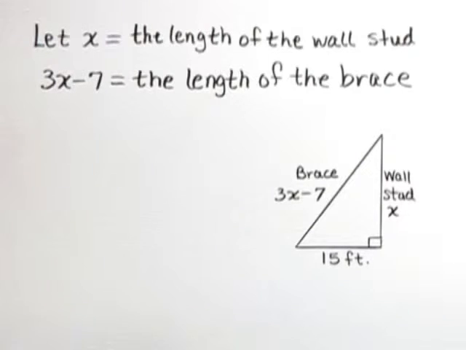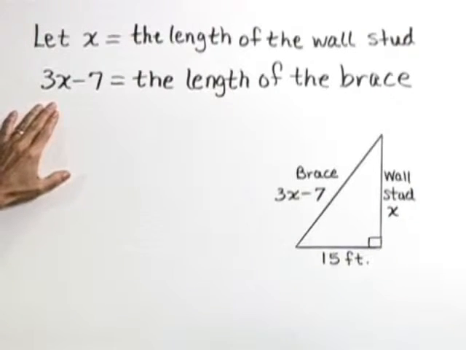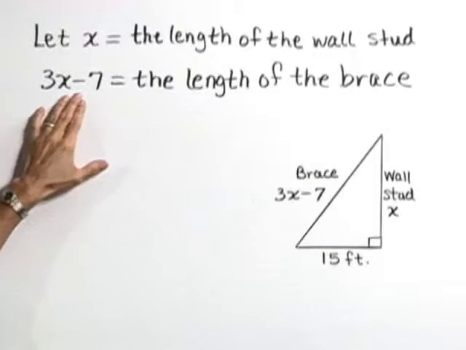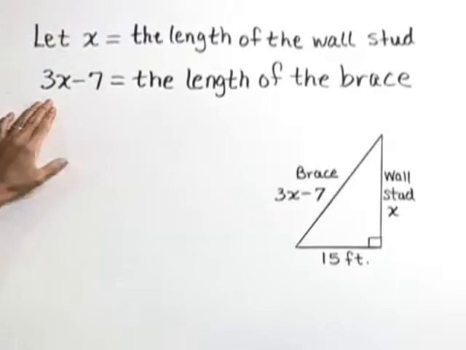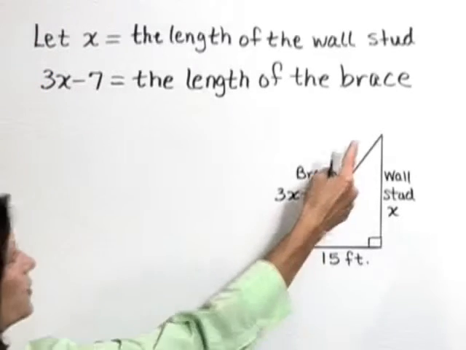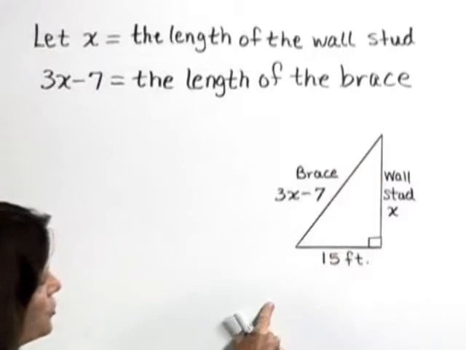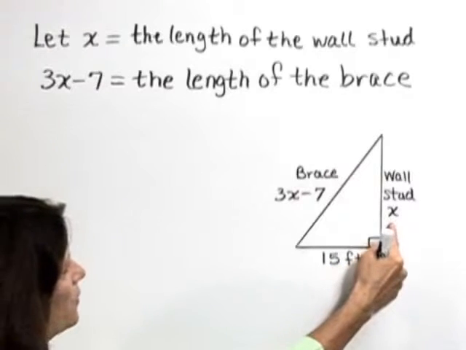We've completed step 1. We've read the problem carefully. Now let's go to step 2 and define the variables. I'm going to let x be the length of the wall stud, and 3x minus 7 equal the length of the brace, because we're told that the brace should be 7 feet less than 3 times the length of the wall stud.